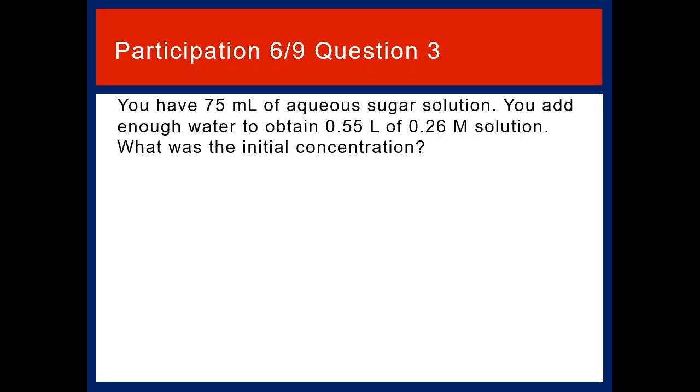Participation 6-9, question 3. You have 75 milliliters of aqueous sugar solution. You add enough water to obtain 0.55 liters of 0.26 molar solution. What was the initial concentration? This is the third question on participation 6-9, due Tuesday, June 9th at 11:59 p.m. over on Blackboard. Link to the assignment is right below the links to these videos. Again, you have 75 milliliters of aqueous sugar solution. You add enough water to obtain 0.55 liters of 0.26 molar solution. What was the initial concentration?